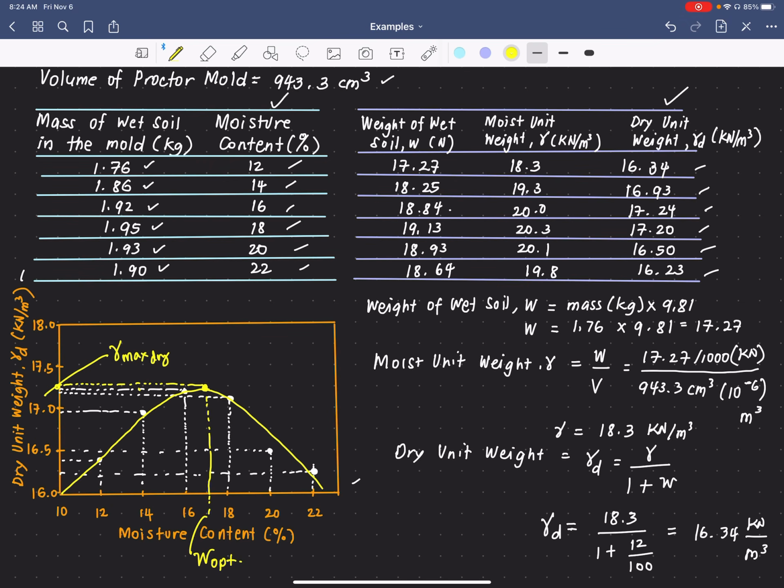All right, so this is approximately equal to 17.25 kilonewton per cubic meter, and this is approximately equal to, it is not drawn to scale, but it will give us 16.3%. Okay, so this is our final answer. Thank you.